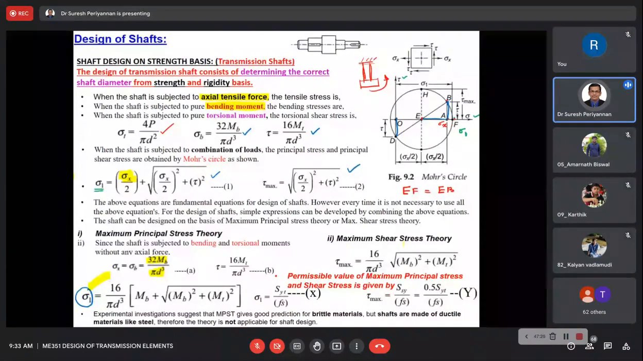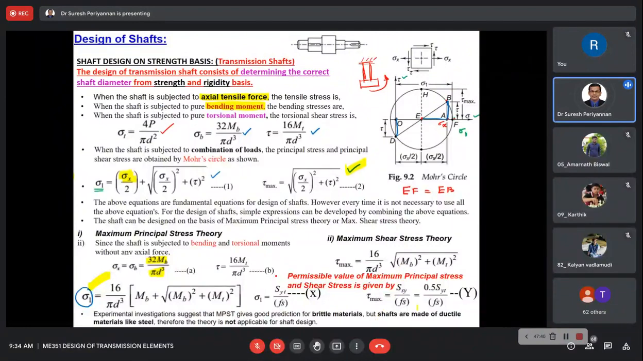Now come to maximum shear stress theory. We know this is our tau max. Substitute in Mb here, then tau max can be written in terms of bending moment and twisting moment. From this, we are able to define our diameter of the shaft.